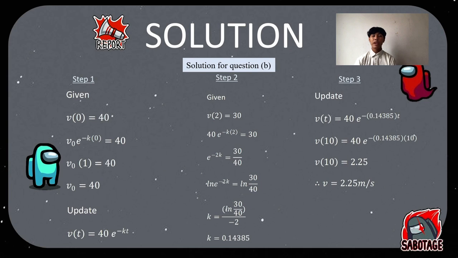And then we will get k equal to 0.14385. Okay, for step 3, we need to do v(t) equal to 40 e to the power of negative 0.14385 t. After that, if we use 10, v(10) equal to 40 e to the power of negative 0.14385 times 10, and we will get the answer 2.25. Okay, the final answer is v equal to 2.25 meters per second.